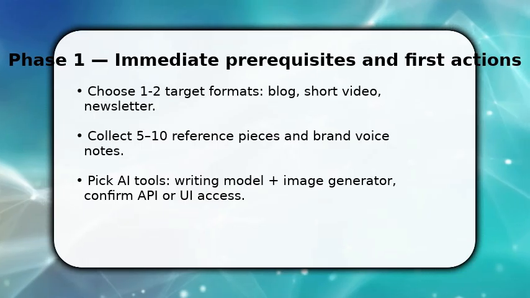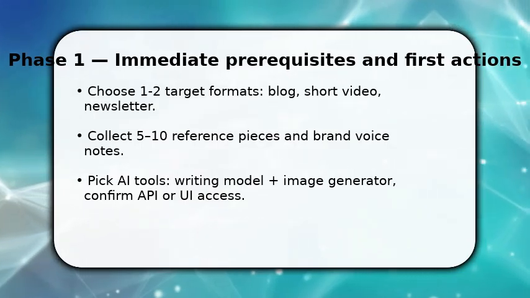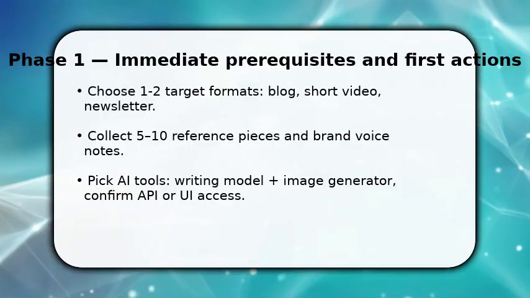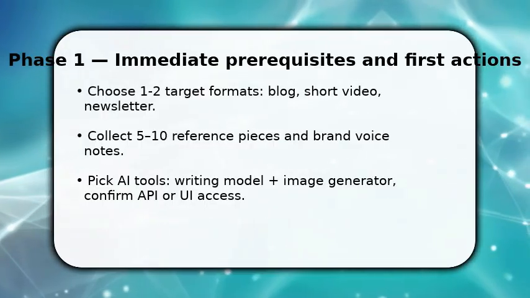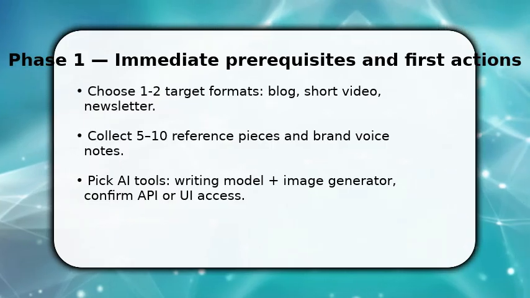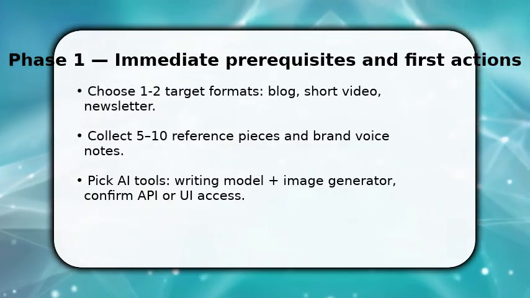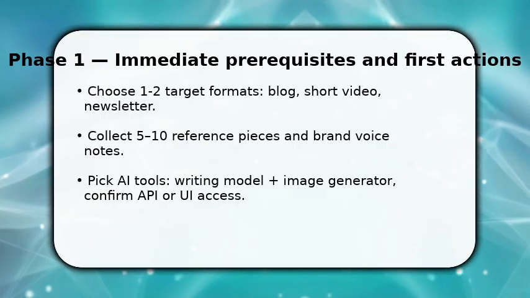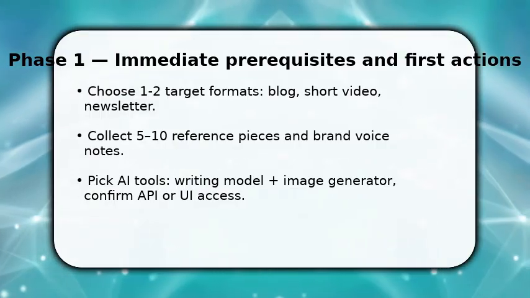Once done, select an AI writing model and an image tool and connect API keys or login. Make sure to create a short brief, title, key points, calls to action, and style notes. This first step sets guardrails and saves time because the model follows clear directions from the outset.